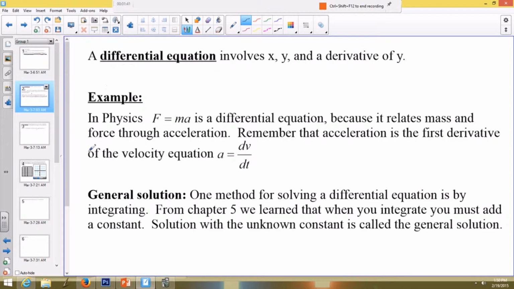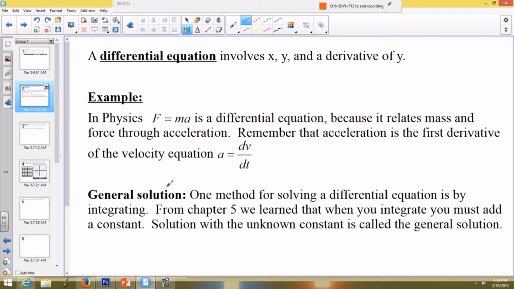We can also talk about a formal definition. A differential equation involves x, y, and the derivative of y. And in physics, something that you've seen probably quite often is force equals mass times acceleration. This is a simple example of a differential equation because it relates mass and force through a differential. It's acceleration. And since acceleration is the first derivative of the velocity equation, a is the differential dv over dt.